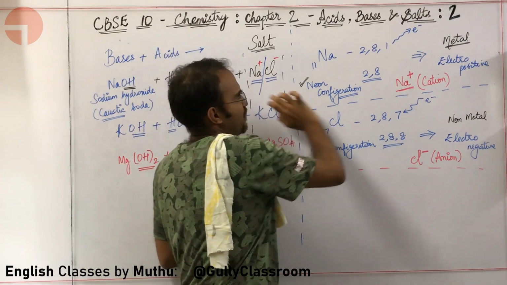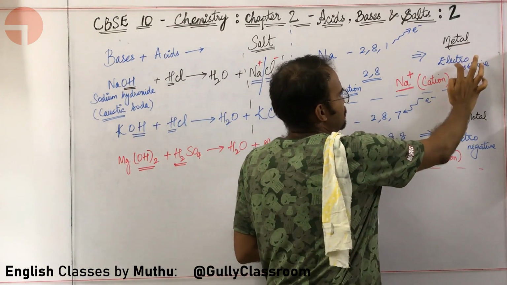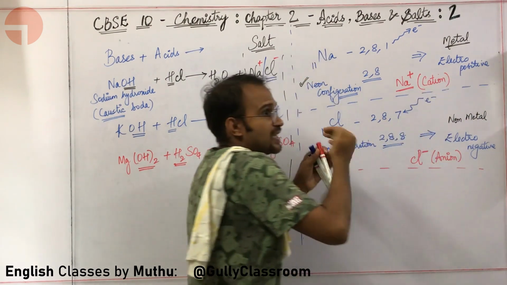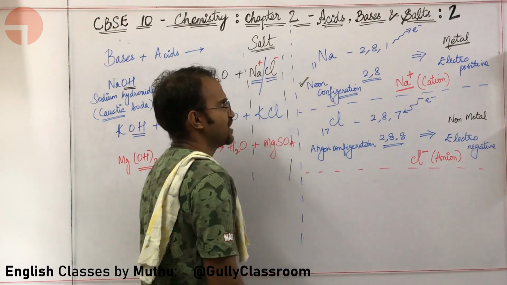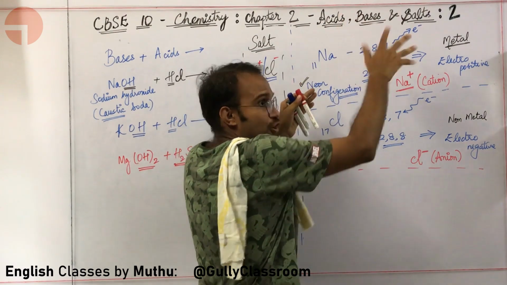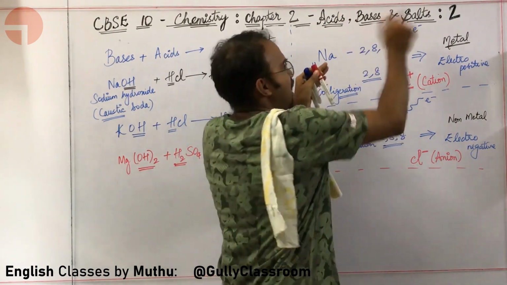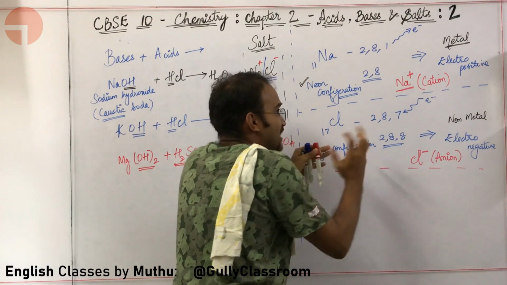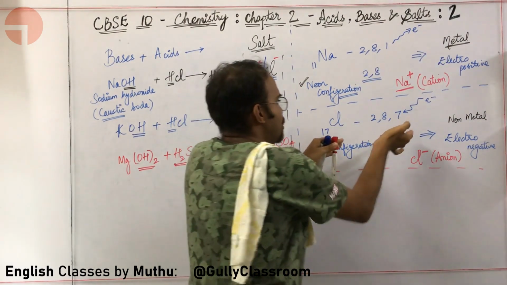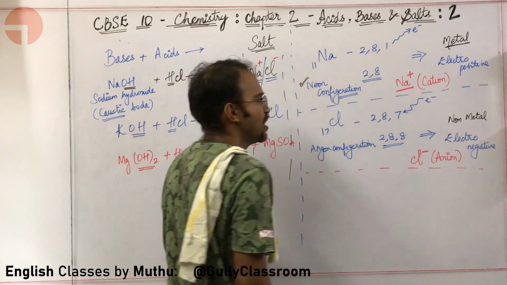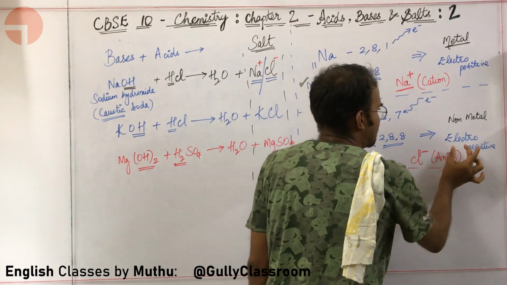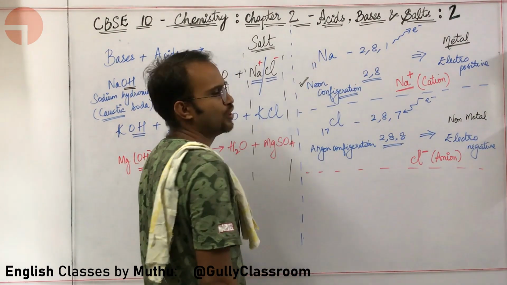Here the positive ion is usually a metal, which is electropositive because it loses its electron in order to attain noble gas configuration. If an atom gains electrons in order to attain noble gas configuration, like chlorine, it is called a non-metal because it is forming a negative ion. It is called electronegative.